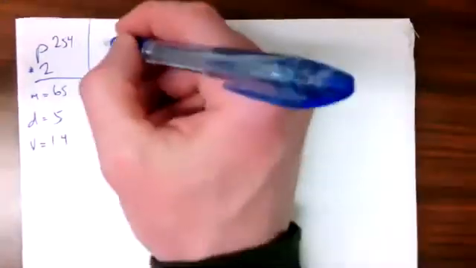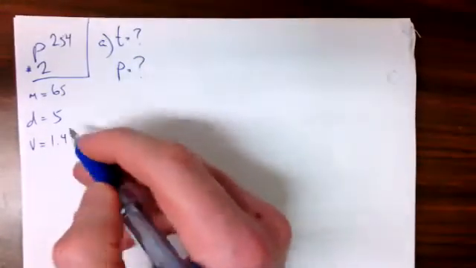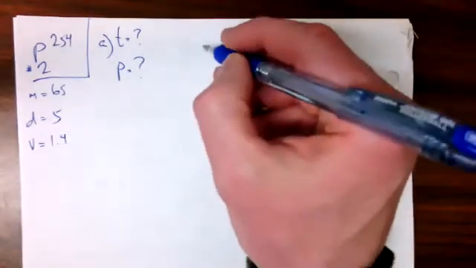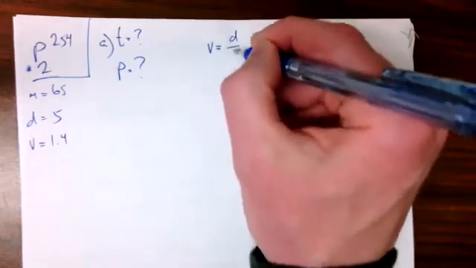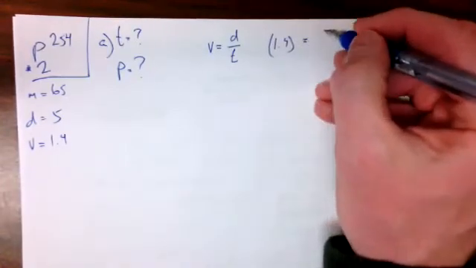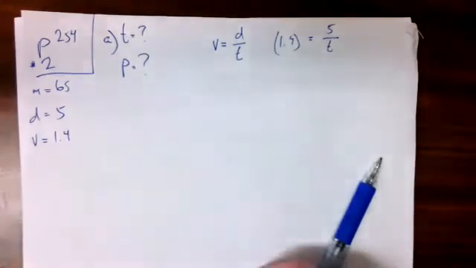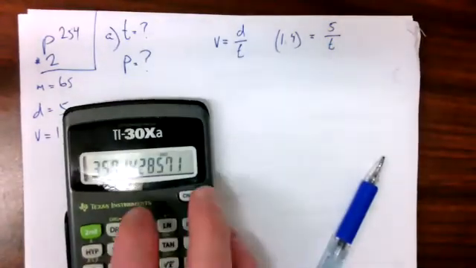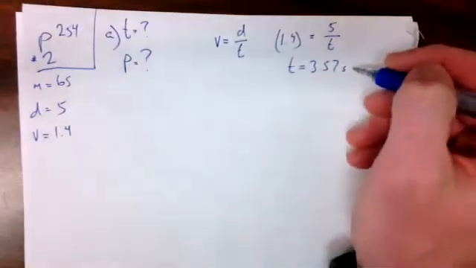Okay, so for part A, we want t and we want P. The time: they're going 1.4 meters per second for 5 meters. So speed is distance over time. So 5 divided by 1.4. 5 divided by 1.4 is 3.57. So time equals 3.57 seconds to get all the way up.